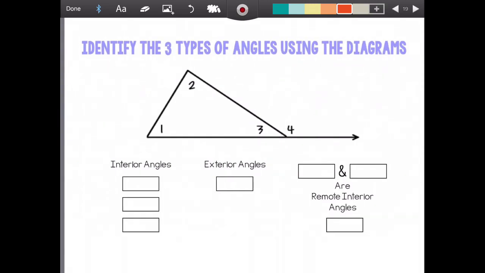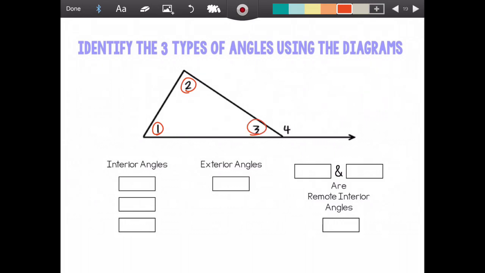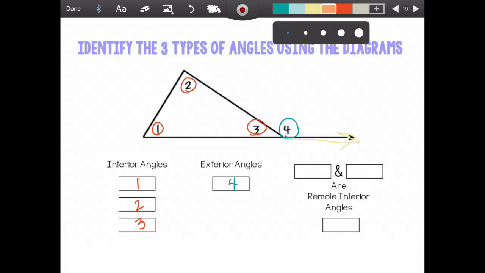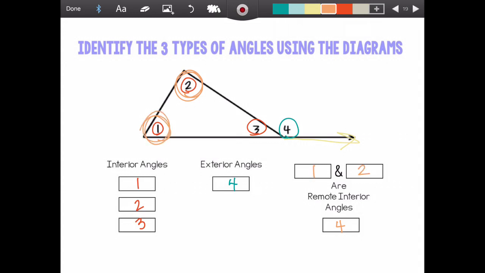All right, here's another one. Again, kind of the same thing. Our interior angles are 1, 2, and 3. Again, they're inside of the triangle. Our exterior angle is angle 4 because it's outside of the triangle on the extension here. Okay, and now talking remote interior angles. Since angle 4 is our exterior angle, the remote interior angles to angle 4 are angle 2 and angle 1, because the remote interior angles have to be inside but not adjacent or touching the exterior angle. Okay, so here's an example for you, there are 2 questions for you to answer, and come back and see if you got them correct.